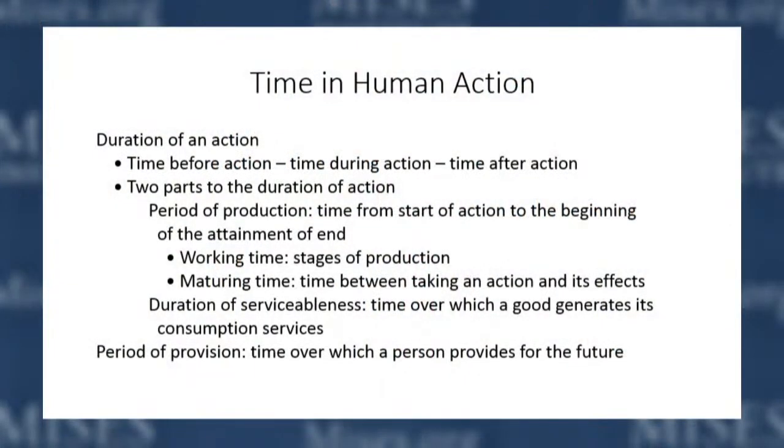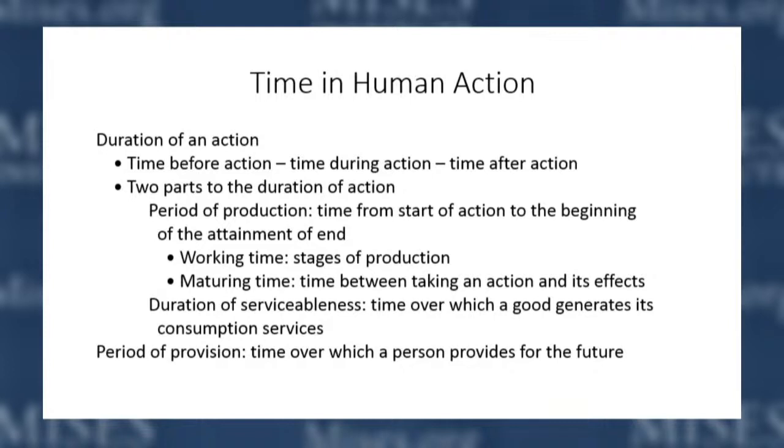And then as Mises points out, the other important basic point here is that within the duration of action, within that notion, there are 2 parts. There's a production part and a consumption part. And the production part, Mises calls the period of production. And so the period of production includes what Mises called the working time, or as Dr. Ritenour explained earlier this morning, the production structure. You have to start by extracting raw materials and then produce the intermediate capital goods and then produce the consumer good.